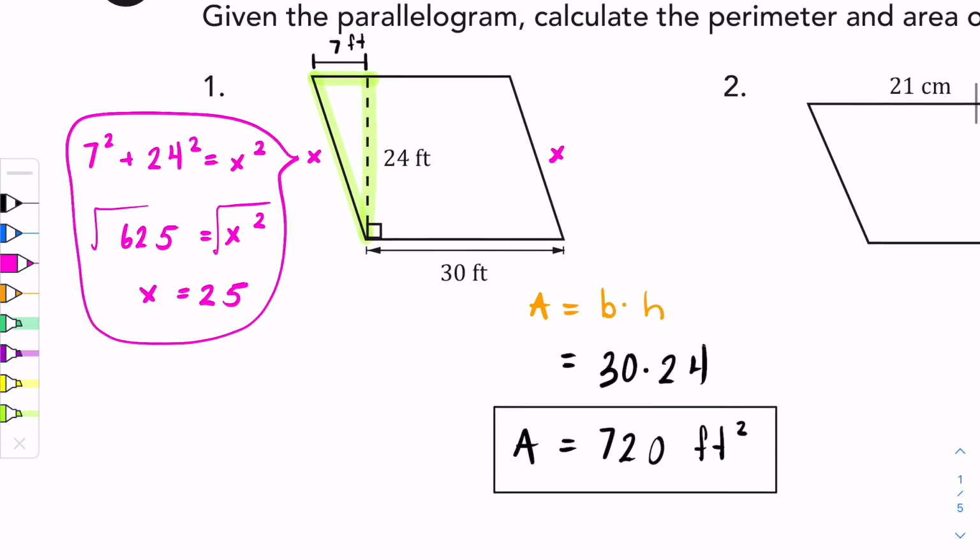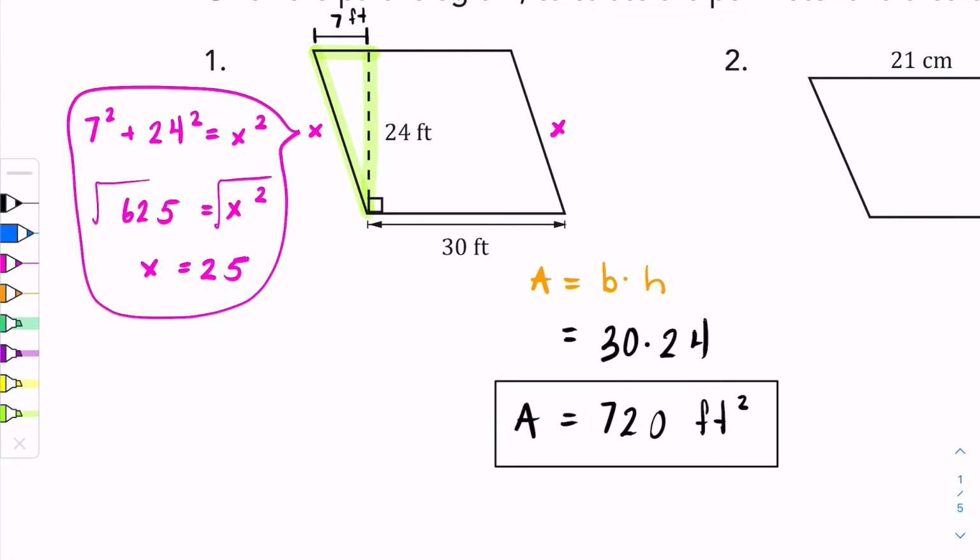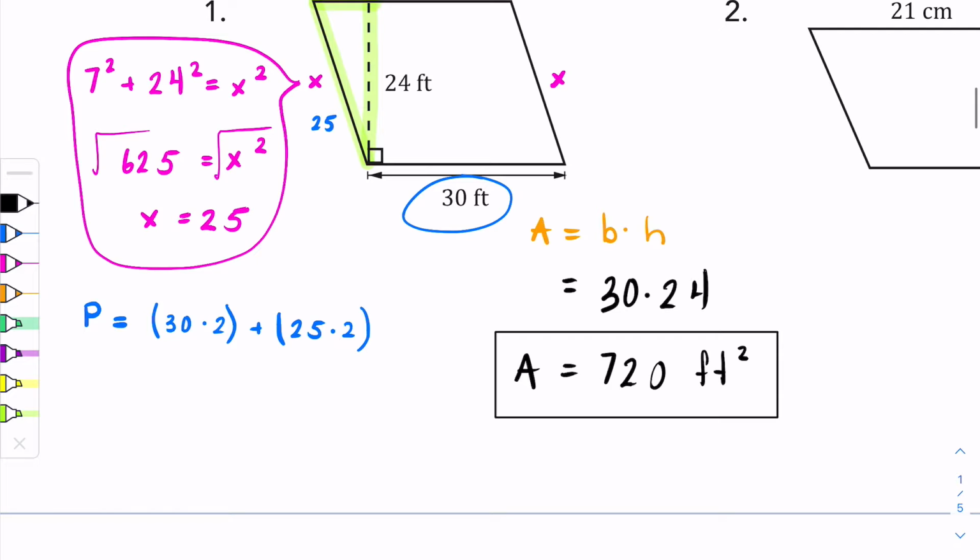Okay, so knowing that x is equal to 25, we can now start to solve for the perimeter. The perimeter is when you add up your sides. So we have 30, this side is 25. This entire side is 30, because remember, opposite sides are parallel and congruent. And this side is 25. So you can either add each individual side, or we can do 30 times 2, because there are 2 sides at 30, plus 25 times 2. When we add the perimeter together, our final answer is 110 feet.